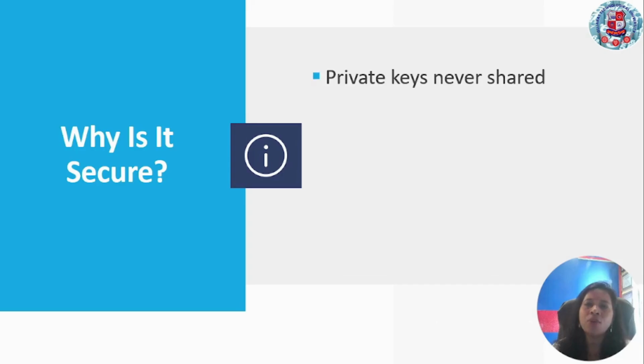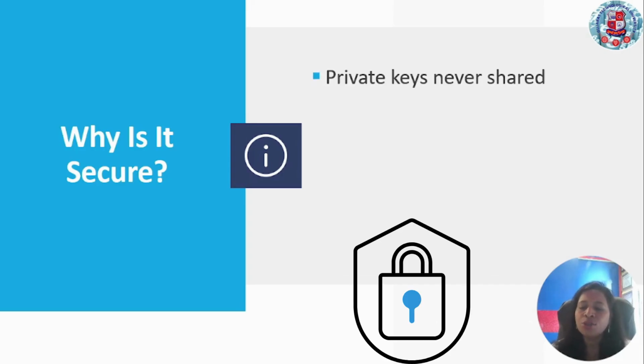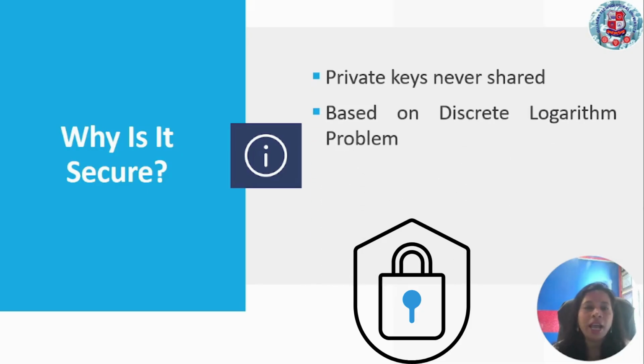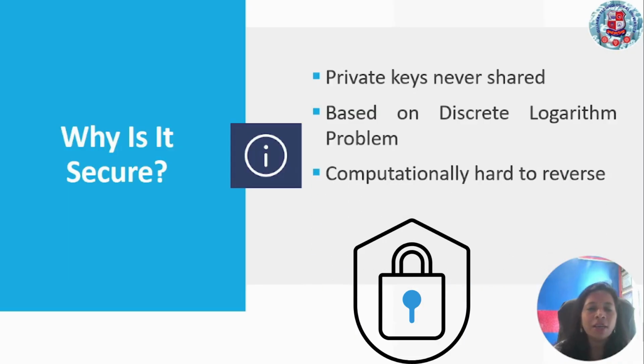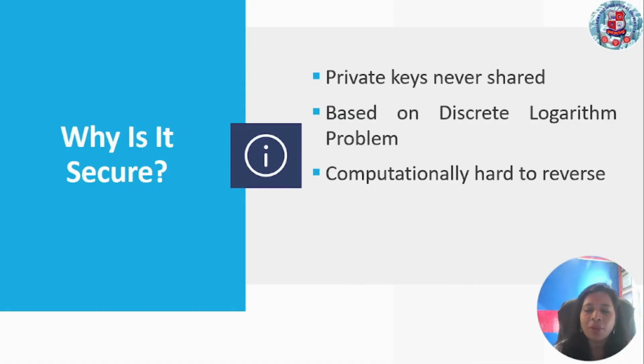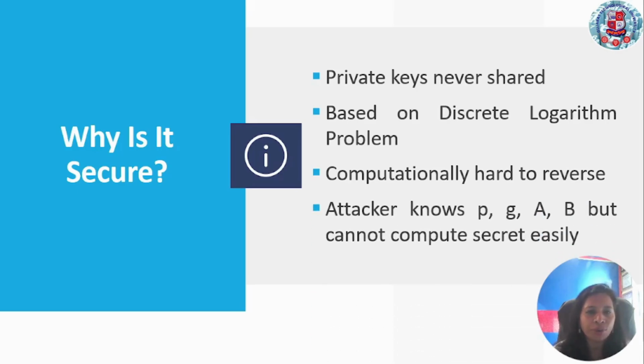Now let's understand why it is secure. An attacker can see p, a, g and b, but the attacker does not know the private keys, that is small a and small b. To find the secret key, the attacker must solve the discrete logarithm problem, which is computationally very difficult for a large prime number, and that is why Diffie-Hellman is considered secure.